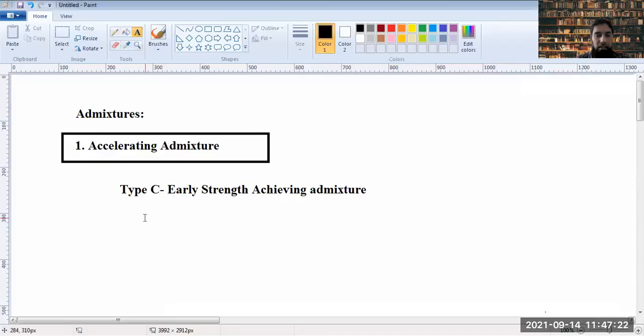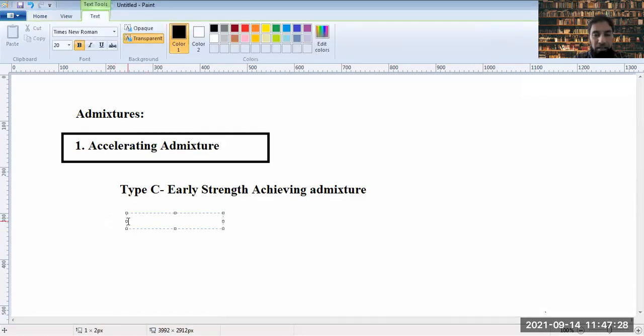So I was saying that there is an accelerating admixture. It comes under type C, early strength achieving admixture under this classification. Early strength achieving admixture would mean you are trying to achieve the strength early. Now, what are the situations in which we want to achieve the strength early? There are certain applications of such type of admixtures.